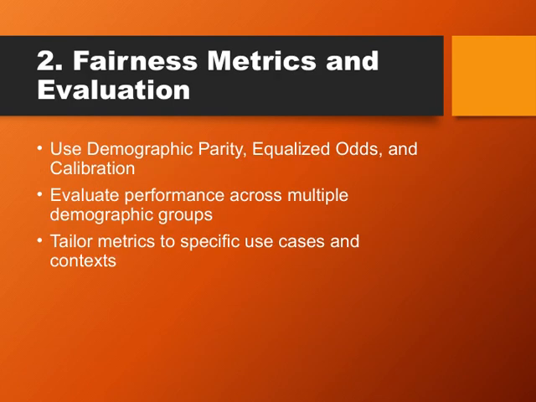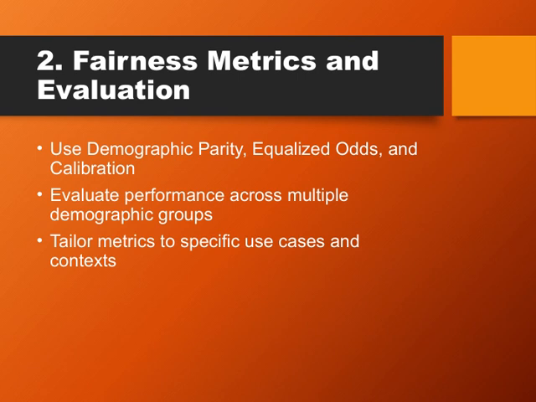Now, let's dive into the core of fairness metrics and how we evaluate them. When assessing fairness, we often use specific measures like demographic parity, equalized odds, and calibration. Each of these helps us understand different aspects of how our model performs across diverse groups. For example, demographic parity looks at whether different groups receive similar positive outcomes, while equalized odds considers whether true positive and false positive rates are balanced across groups. Calibration, on the other hand, checks if predicted probabilities truly reflect the actual likelihoods within each group.